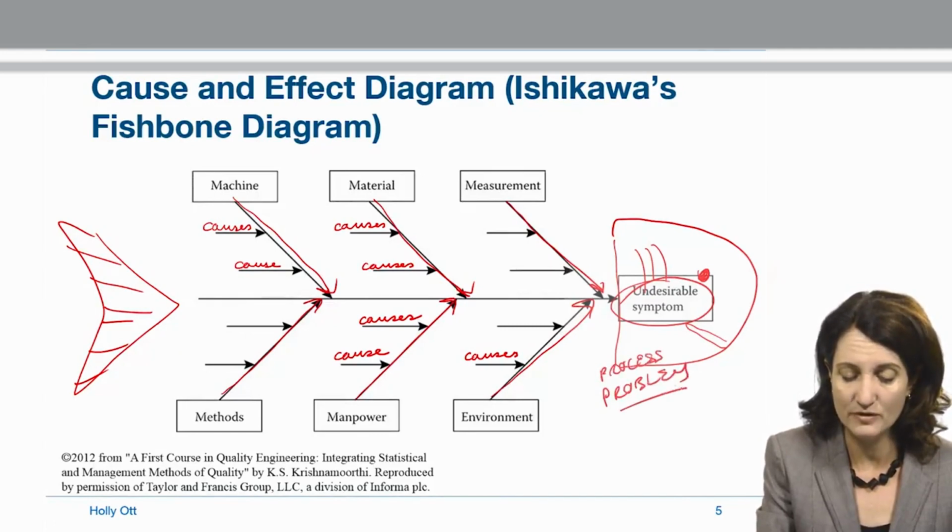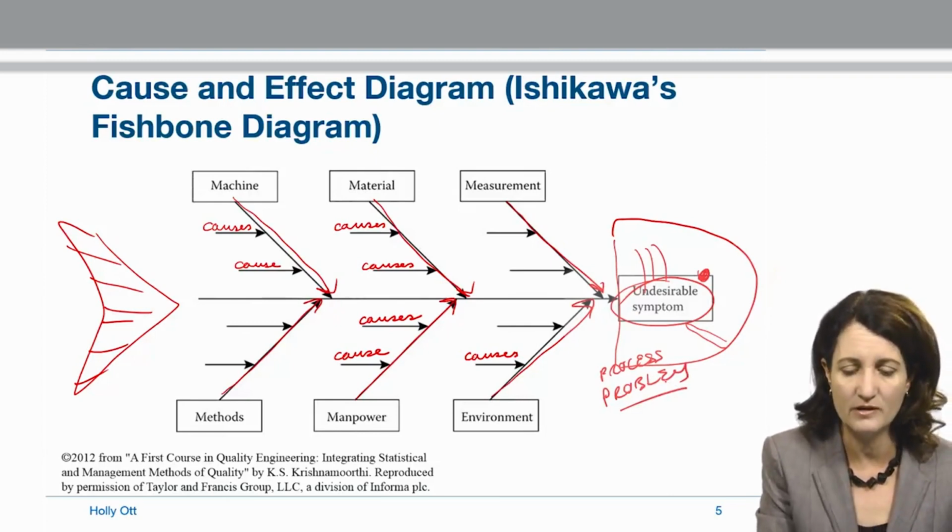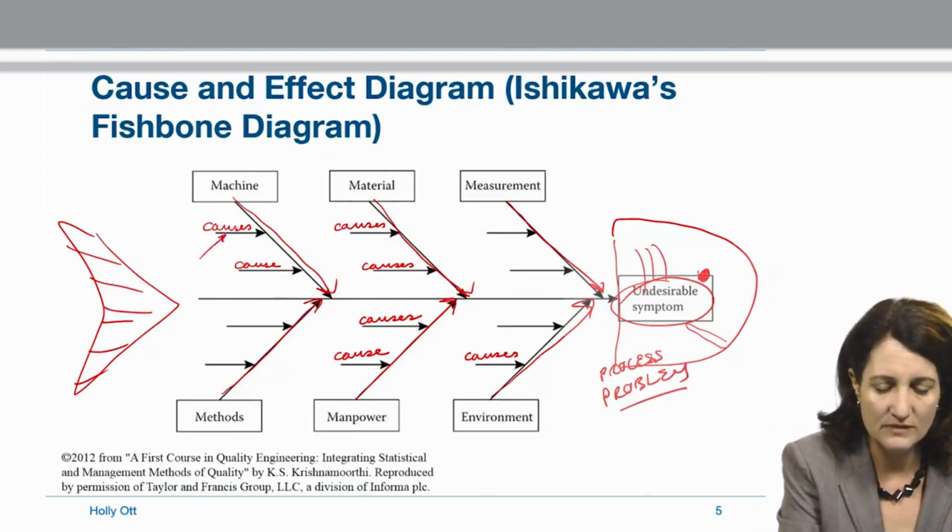Don't forget, in the output of the process. What about the measurements, the methods? Could the measurements be in error? And then what you also see is, in the diagram, you see secondary causes.